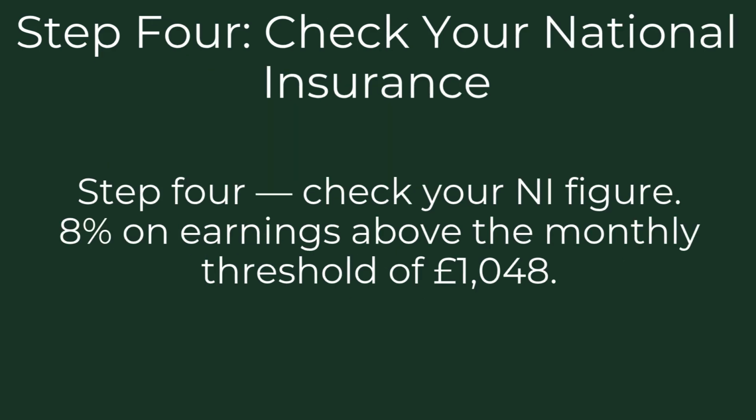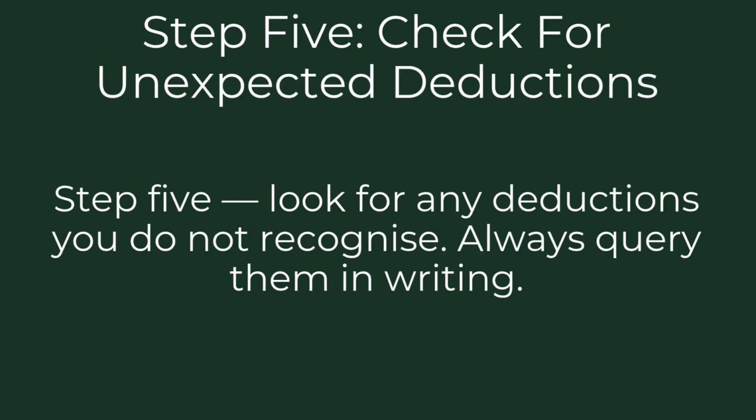Check the national insurance figure on your payslip. On earnings between the monthly threshold of £1,048 and the upper threshold, you should be paying 8% on earnings above that figure. If your national insurance deduction looks significantly higher or lower than expected, ask your employer's payroll team to explain. Look through all the deductions on your payslip carefully.